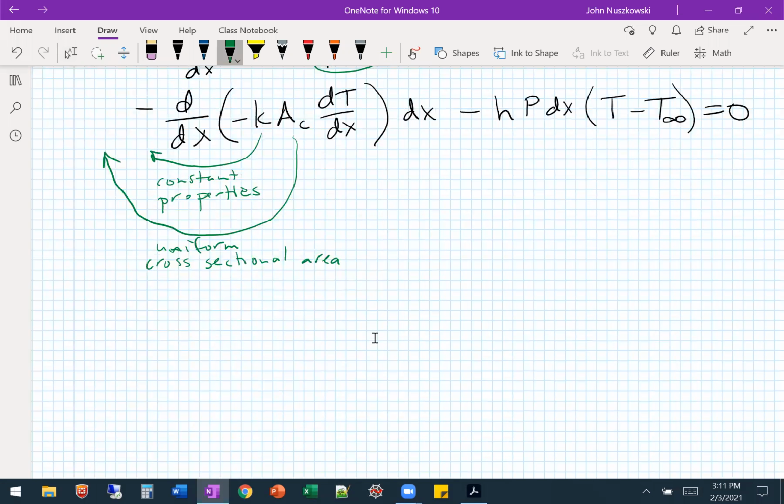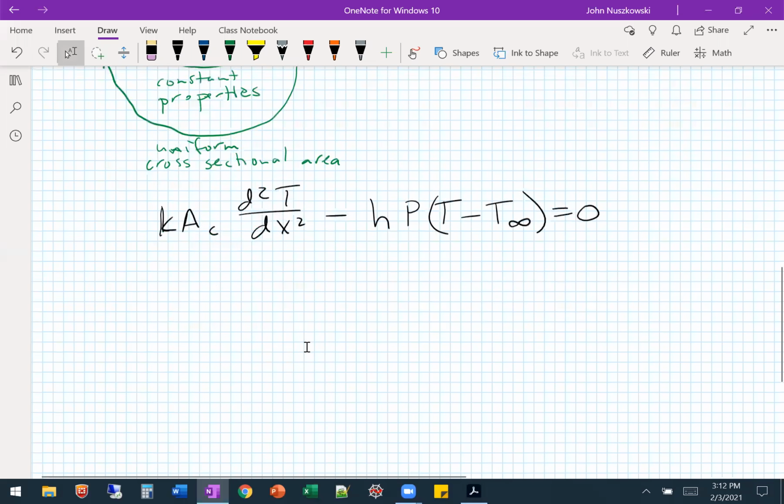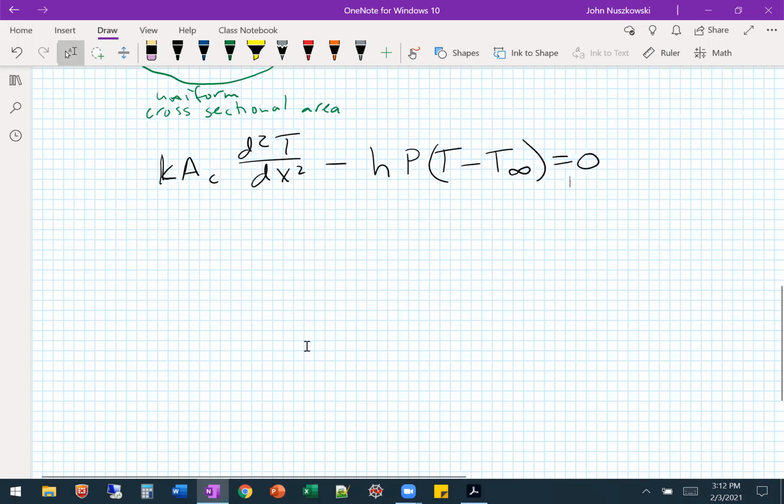And then there's one cancellation. We have dx right here. So then we get k Ac. Here we can see the left term tells about conduction going through, and the right term convection, right? So now we just move it around to help with simplifying and solving.